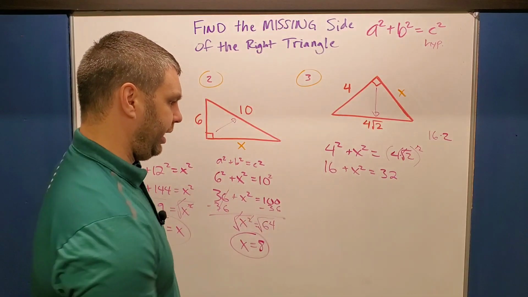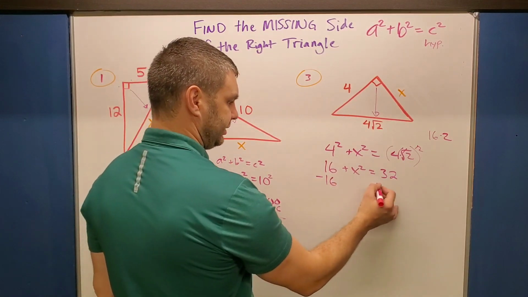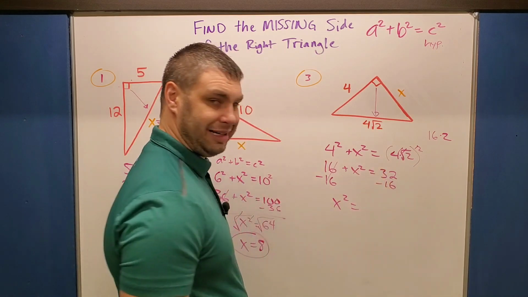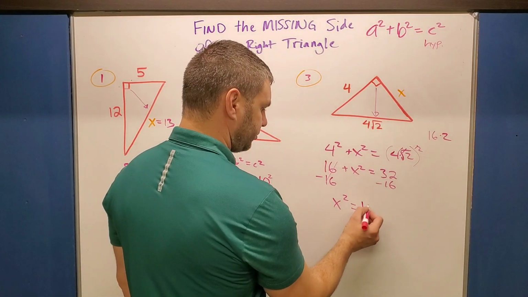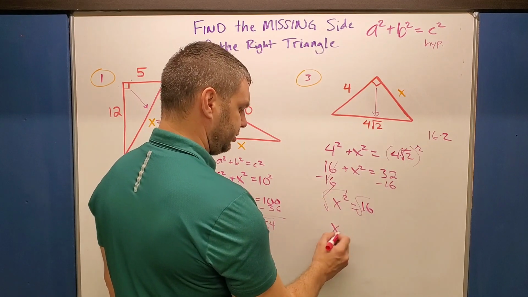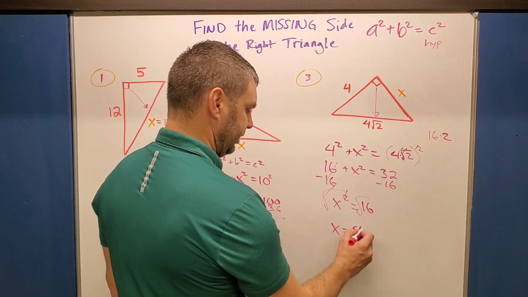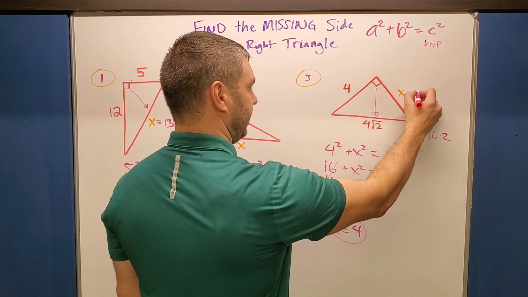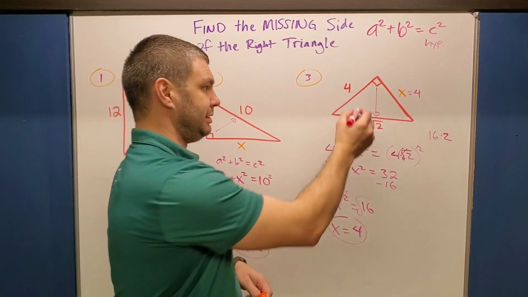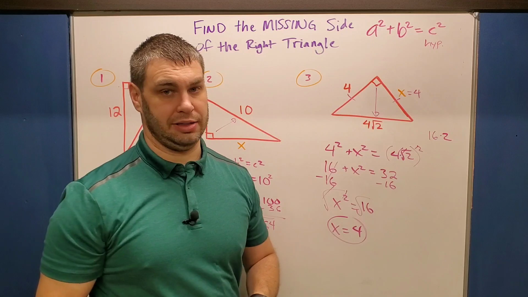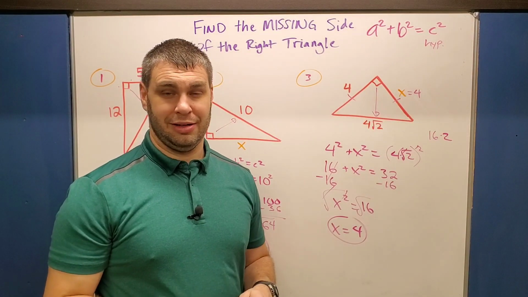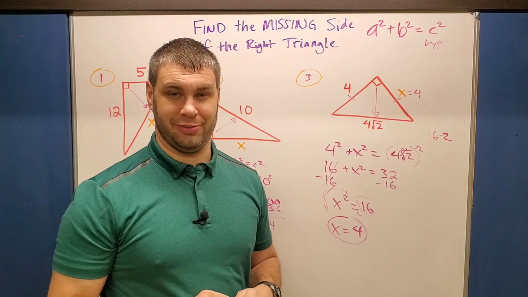Now with a little bit of math, I can subtract 16 on both sides and get x squared equals 32 minus 16 is 16. And just like before, take the square root of both sides so those cancel. And the square root of 16 is 4. So here, x is 4. The other leg is 4, which happens to mean that this is an isosceles right triangle. So hopefully you found this interesting and helpful when it came to the Pythagorean theorem. And until next time, keep doing your math homework fast and accurately.